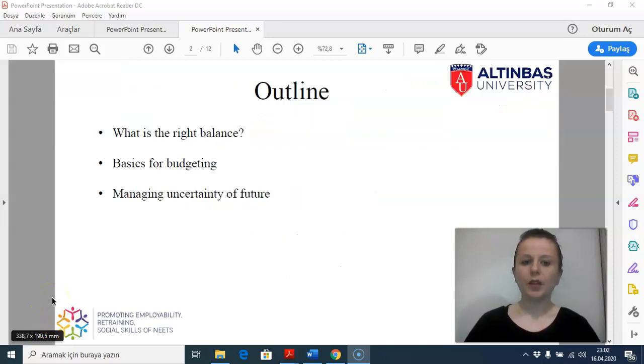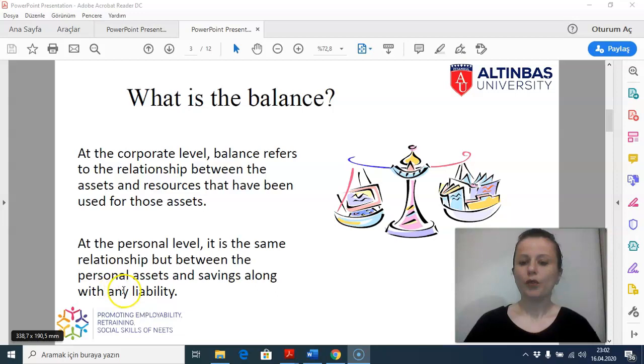In this part, we will talk about what we mean by balance and how we can provide the right balance. We will talk about the basics of budgeting, and we will talk about the ways to manage uncertainty for the future. First of all, let's talk about how we define balance.